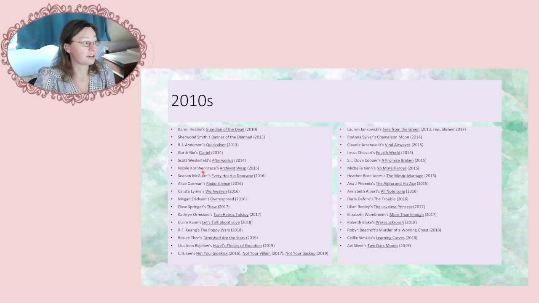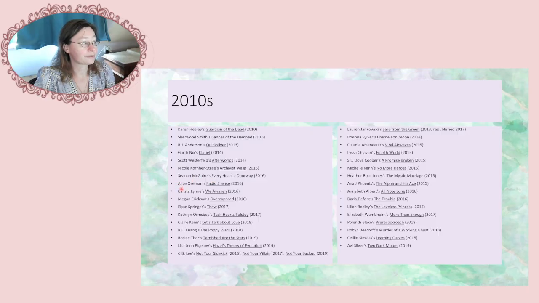We have Nicole Corner-Stace's Archivist Wasp, 2015, which is one of the very early, very specifically aromantic books that we have. Most of these are asexual or demisexual. We have Every Heart a Doorway by Seanan McGuire, which is kind of seen as one of the first major asexual books in science fiction and fantasy, certainly. But it's one of the first times that a book got a lot of visibility that uses the term asexual as we would use it today. It's a very, very important text in Aspec history.